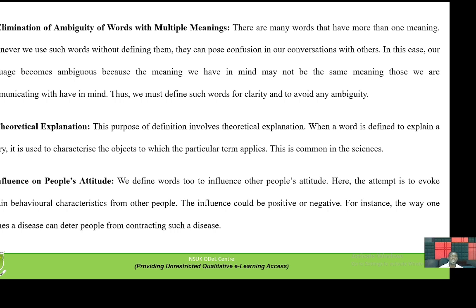The third one is elimination of ambiguity of words with multiple meanings. There are many words that have more than one meaning. So when we use such words without defining them, they can pose confusion in our conversations with others. So in this case, our language becomes ambiguous because the meaning we have in mind may not be the same meaning those we are communicating with have in mind. Thus, we must define such words for clarity and to avoid any ambiguity.